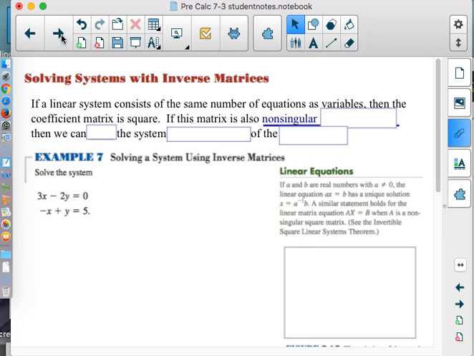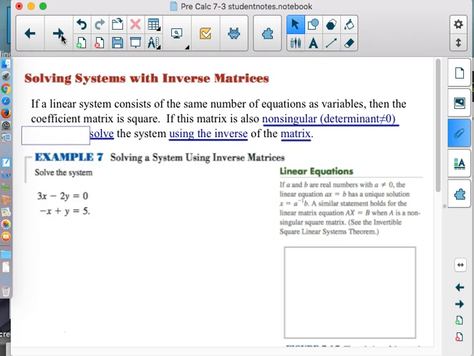So solving systems using inverse matrices is a great way to solve systems. If a linear system consists of the same number of equations as variables, then the coefficient matrix is a square. If the matrix is also non-singular, which means that its determinant is not equal to 0, it's going to have an inverse. It absolutely will have an inverse. So we can solve the system by using the inverse of the matrix.